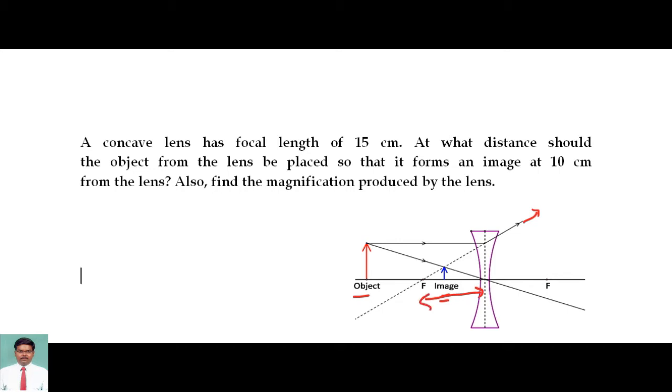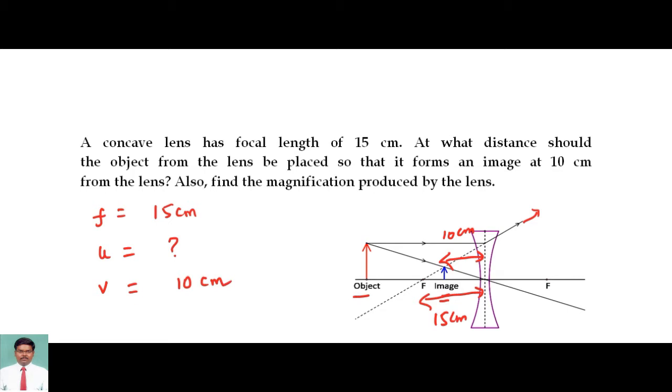So in this problem, the concave lens has a focal length, that is the f value from the pole to the f, given to be 15 centimeter. So the focal length f is equal to 15 centimeter. At what distance should the object be kept? So we have to find where the object was kept. That is what they are asking, and the image is formed at a distance of 10 centimeter from the pole. So image distance v will be equal to 10 centimeter.